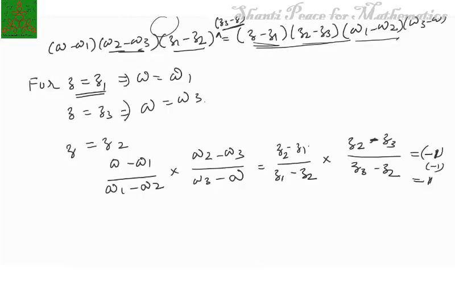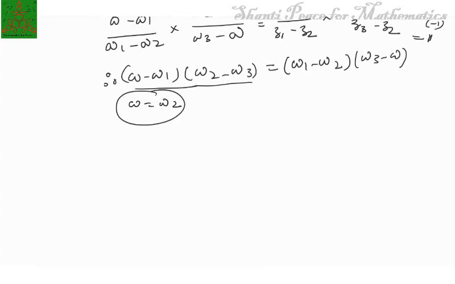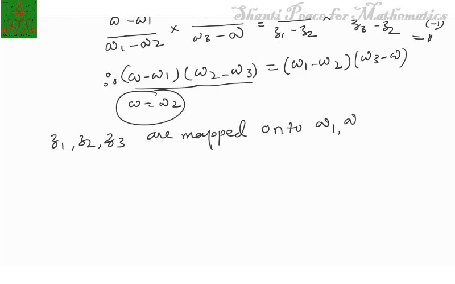So hence what we can have is W minus W1 into W2 minus W3 equal to W1 minus W2 into W3 minus W. So you just observe that this expression has the unique solution W equal to W2. So what we have proved here is that Z1, Z2 and Z3 are mapped onto W1, W2 and W3 respectively.